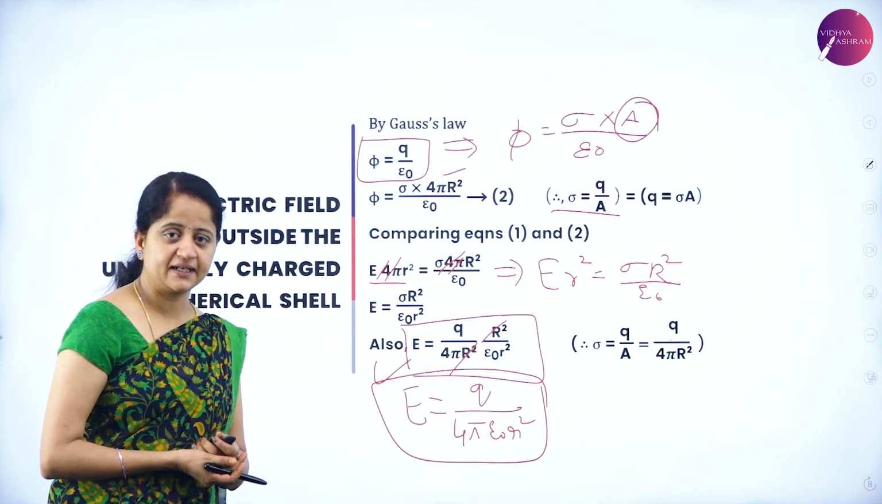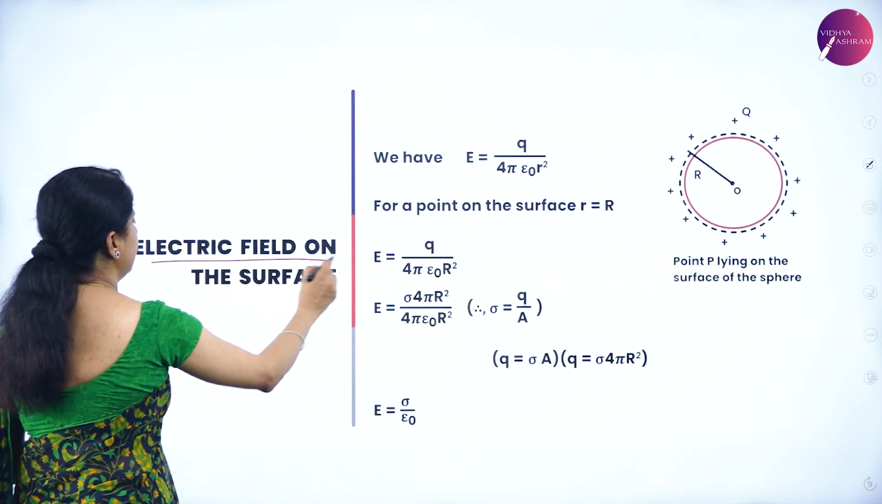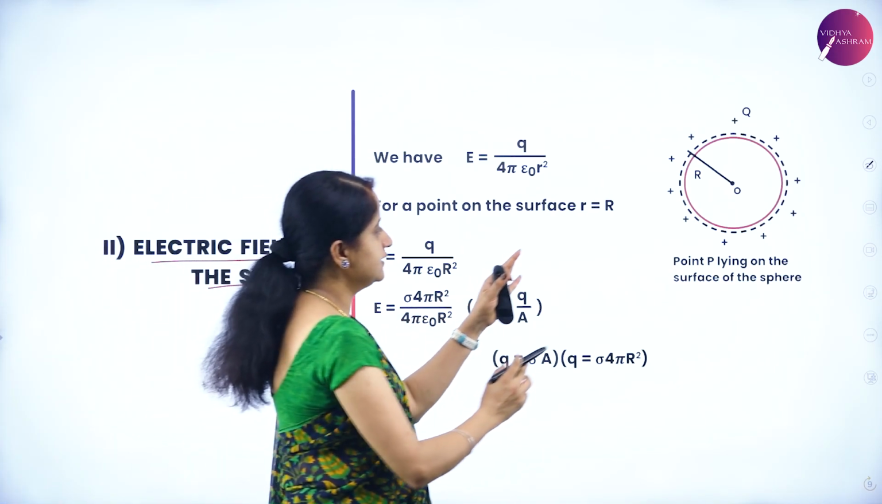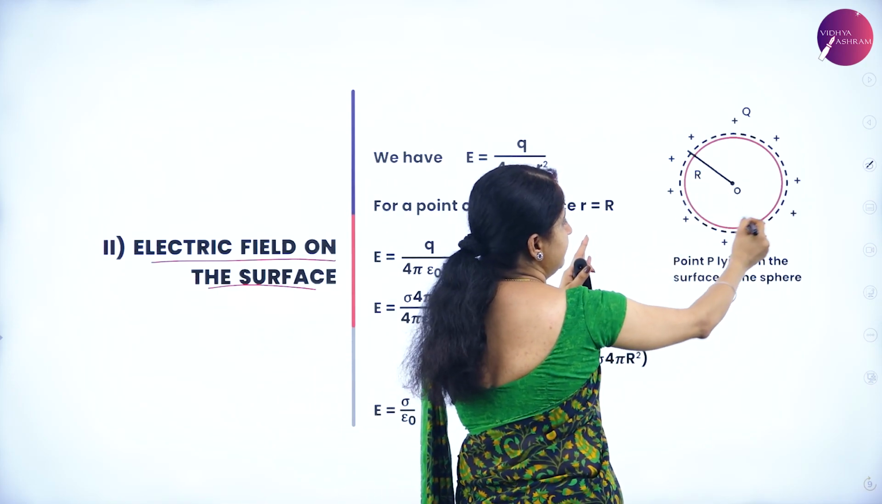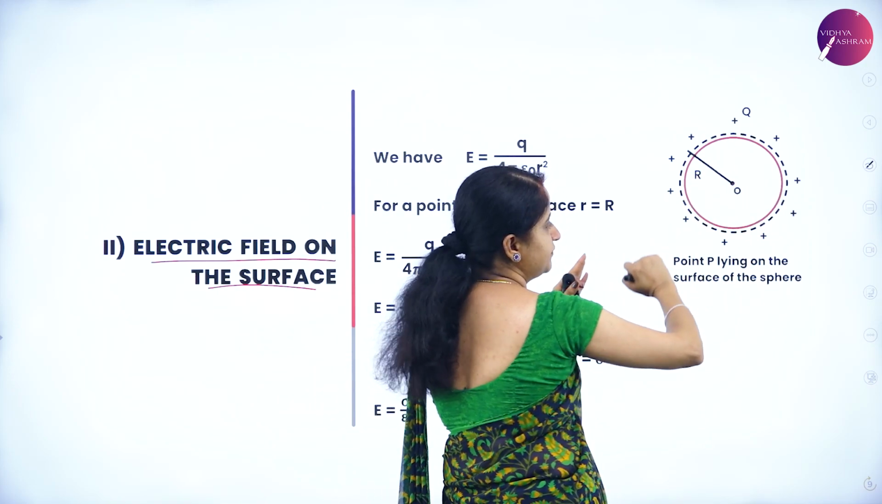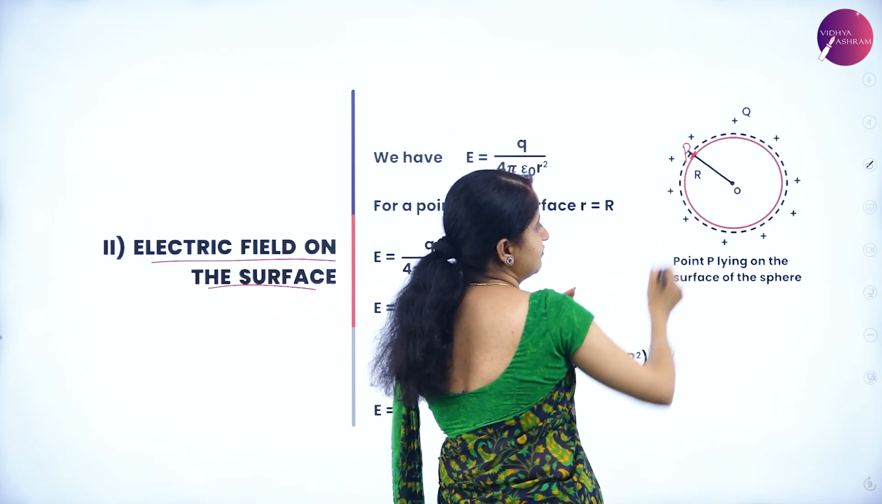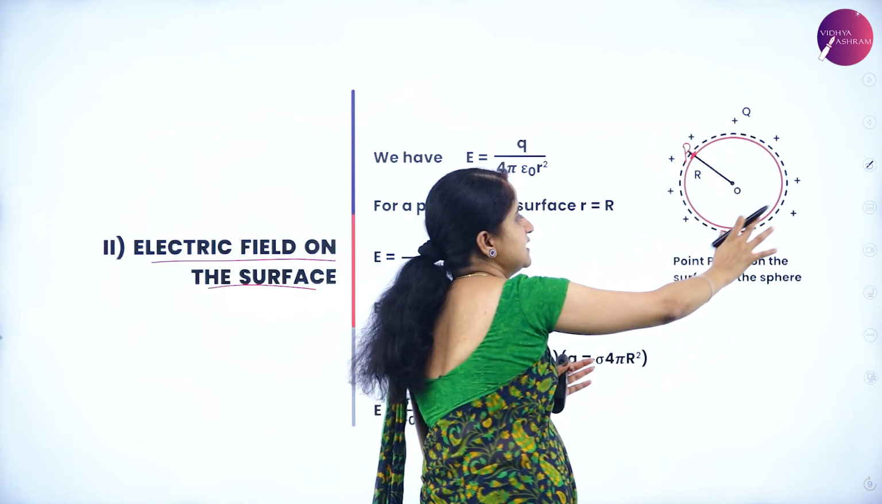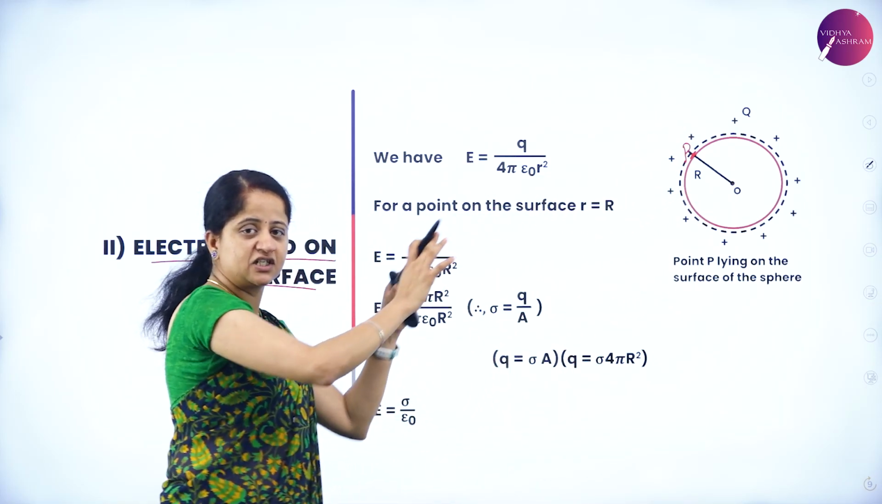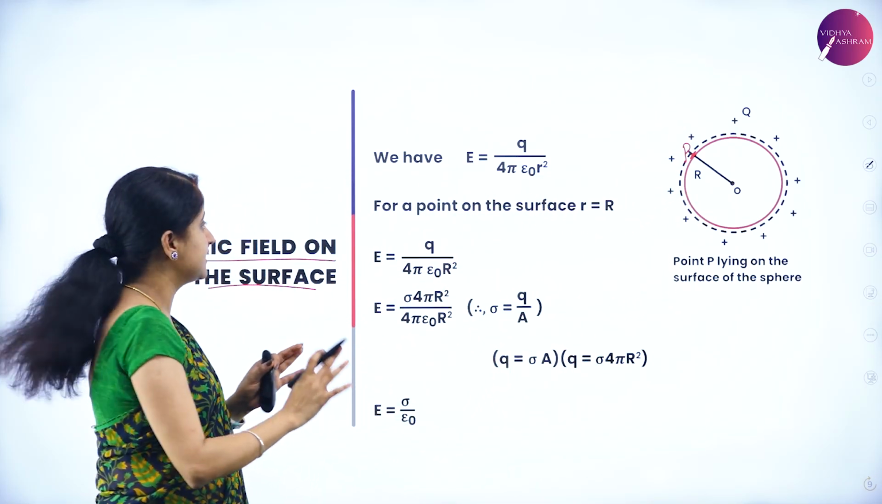So, let's move on to the second condition now, that is electric field on the surface. So, look at this diagram carefully. We have a spherical surface with center O and of radius r. Let P be the point on the surface. If I consider the surface is covered by charged particles, or it is enclosed by charged particles.